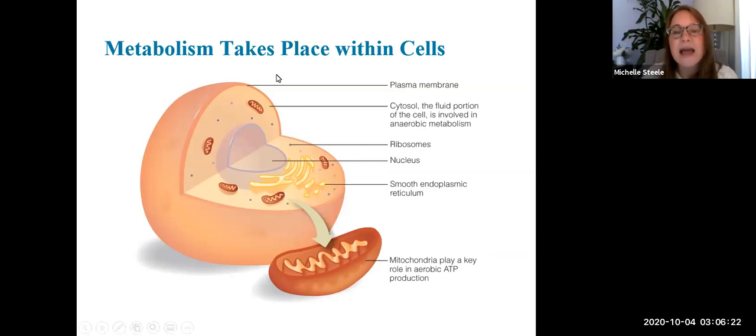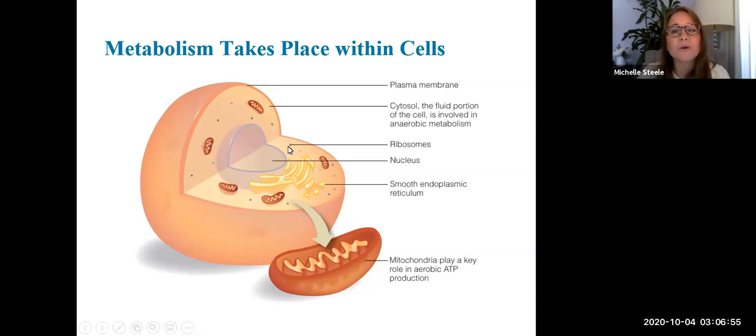Here's that cell. Let's cut open that cell, open it up, and look at the exterior. We see that plasma membrane, which is containing all of the interior cellular structures. I have this fluid or liquid portion floating around the inside of the cell. This is known as the cytosol, and it's here where energy production and energy metabolism is carried out anaerobically, without oxygen.